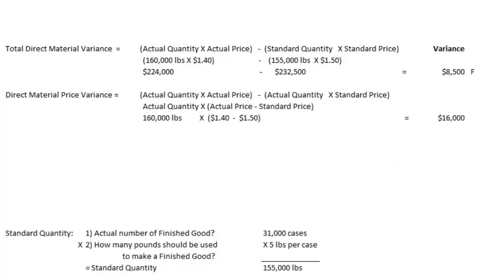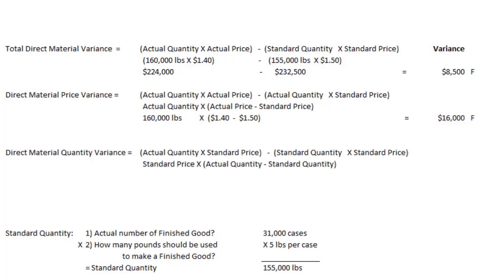Rather than using positive and negative to make that determination, think about it like this. If the actual price is higher than the standard price, then that's unfavorable. If you pay more than you expected, that's not good. In this case, the actual price was lower than the standard price. We paid less. When you see that, you can say that is favorable. Our material budget was very favorable, $16,000.